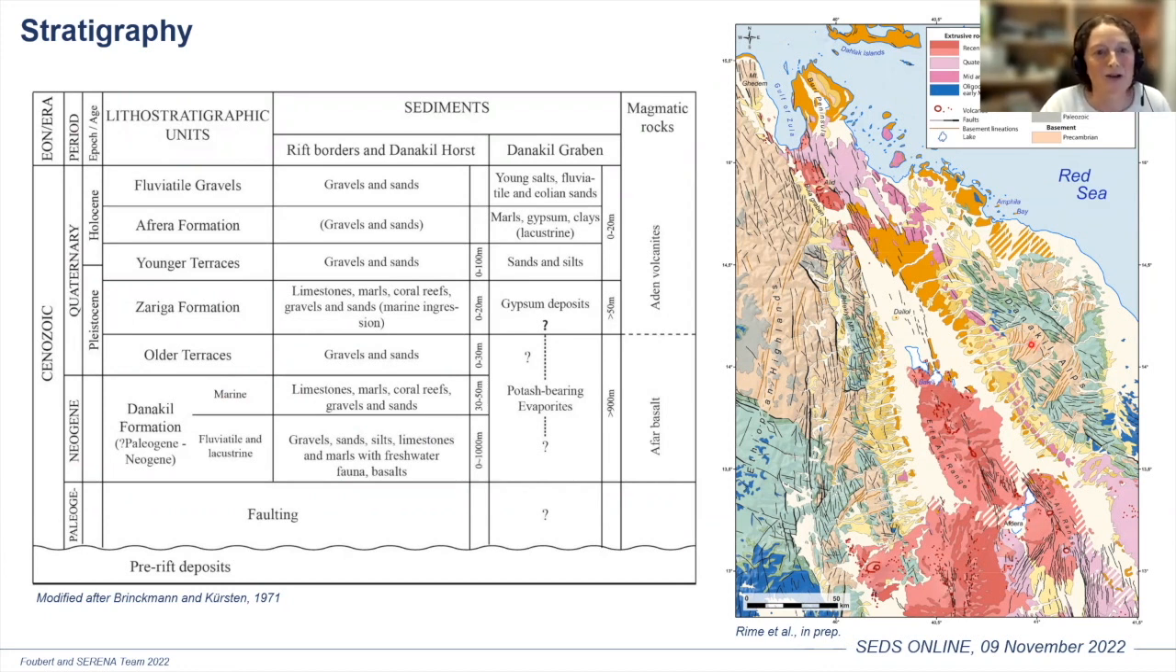On top of that, you have the Pleistocene Zariga formation, indicated by this deep orange and yellowish colors here. And then on top of that, you have mainly continental lacustrine deposits belonging to the Afdera formation, which is this beige color, which you see here.